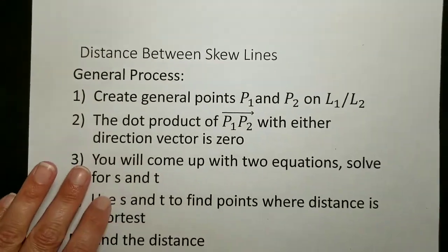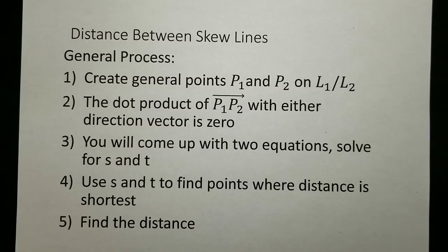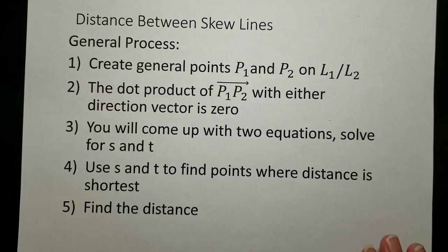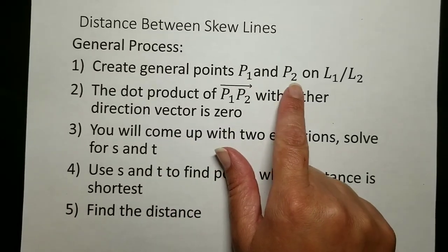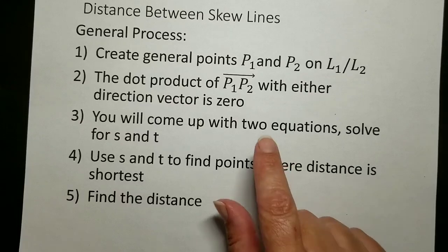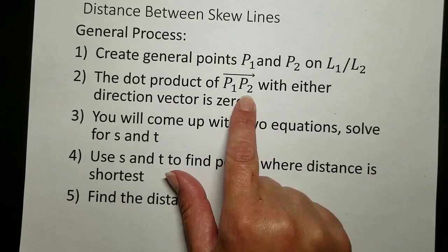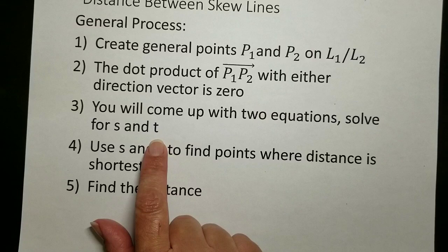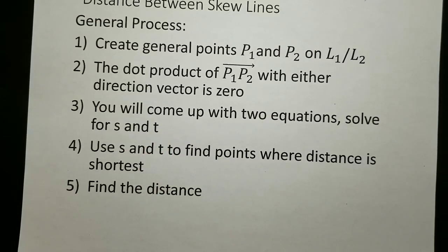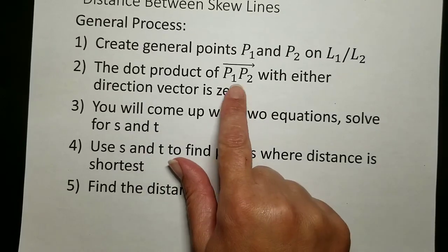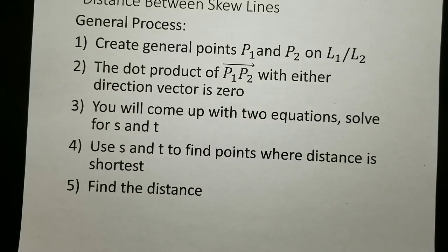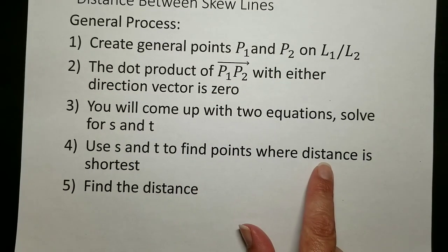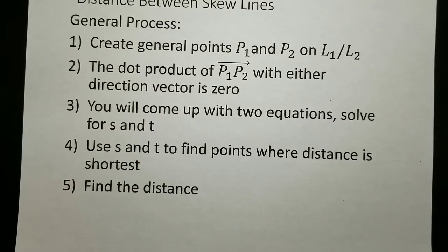So finding the distance between skew lines, there are a few different ways of doing it. I like this process because it makes the most intuitive sense to me. So you're going to get general points P1 and P2 on the lines. You're going to find the vector P1P2 and dot product with both direction vectors. Make it equal to 0 because it's perpendicular. Use your two equations to find S and T, and then use S and T to find the magnitude of that shortest vector. So find the points, find the vector, and then the magnitude.